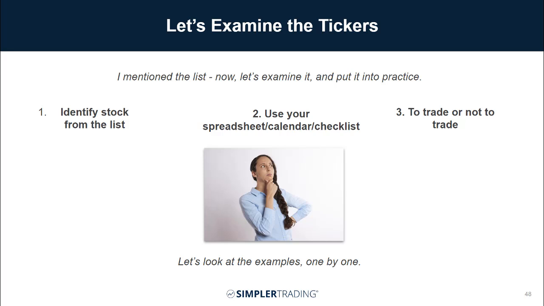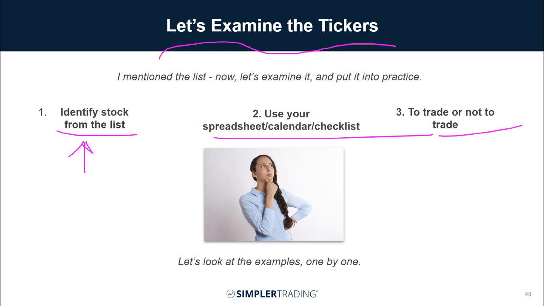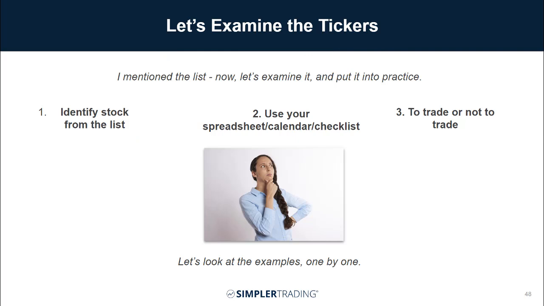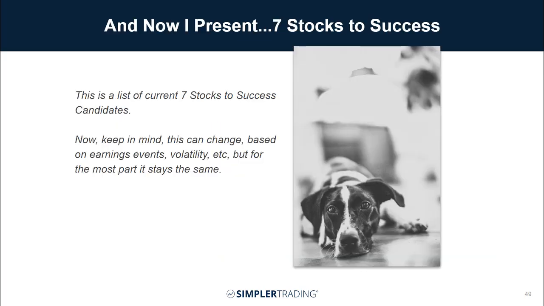Number one, we have to examine the tickers, okay? I mentioned the list. Now let's examine it and put it into practice. Number one, we start with identifying the stock from the list. I'm going to go ahead and use my 7 stocks list. Next, we're going to use the spreadsheet, the calendar, and the checklist, and then we're going to do it to trade or not to trade based on identifying which area of risk and reward you are most interested in.